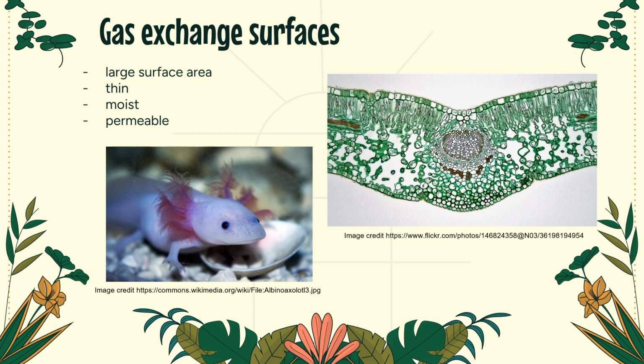There are some characteristics common to gas exchange surfaces in multicellular organisms, like this beautiful axolotl with its external gills. In the cross-section of this plant leaf, we're going to focus on this part of the leaf called the spongy mesophyll. Spongy mesophyll is spread out a lot. That's going to give that tissue a large surface area for lots of gas exchange. It's thin. We're not sending gases through super thick layers of cells. It is moist so that those gases can dissolve in the water, and then it's permeable. And that allows, again, those gases to move pretty easily into the bodies of these organisms.